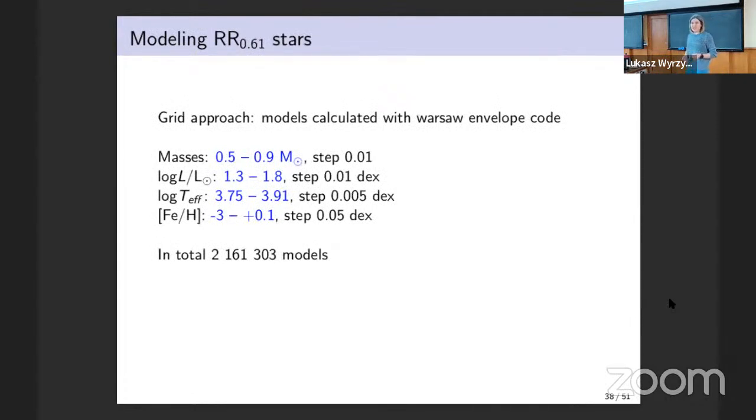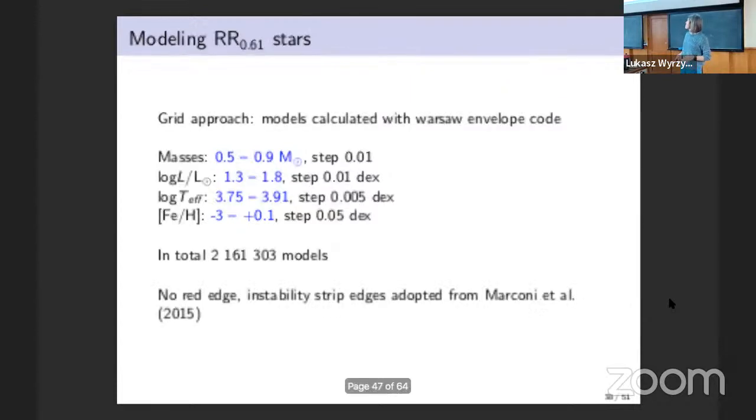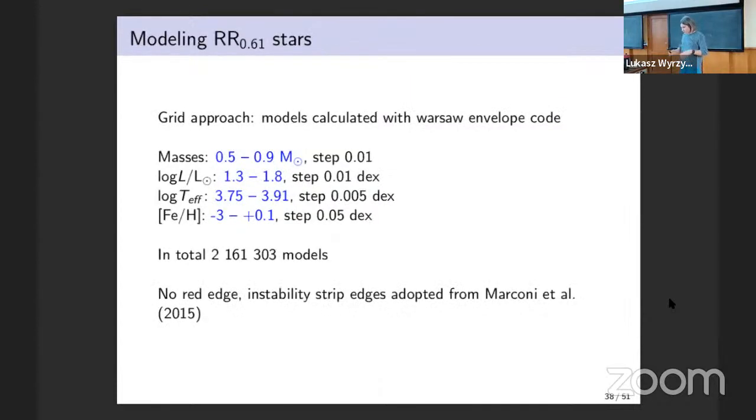Here are the parameters of the grid that I used. So masses from 0.5 to 0.9. Luminosities, I changed luminosities, effective temperatures, and metallicities. And the whole grid consisted of over 2 million models, so it was pretty dense, so quite good for the modeling. And so I had those models, and I had to get those edges of the instability strip, and I took that from the literature, from the work by Marconi and collaborators.